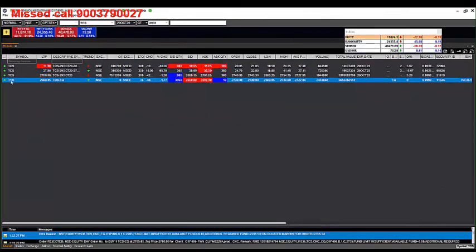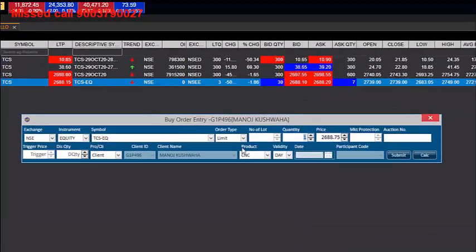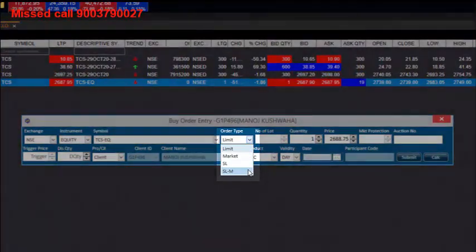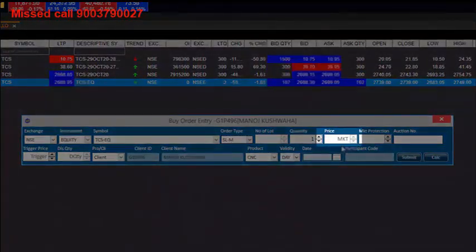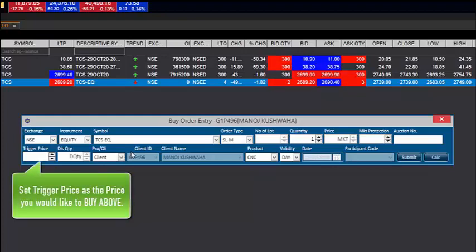First off, let us select TCS, F1 or plus. Change the order type to stop loss market order. As you can see, the price column has been blocked and has been mentioned as MKT, which cannot be modified. In this case, as you can see, the current market price is 2688 and thereabouts. You would like to buy TCS above 2700. Set the trigger price as 2700.